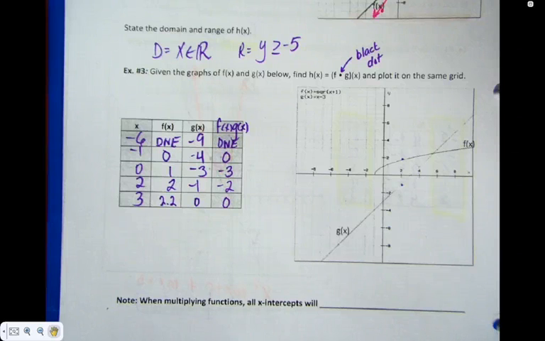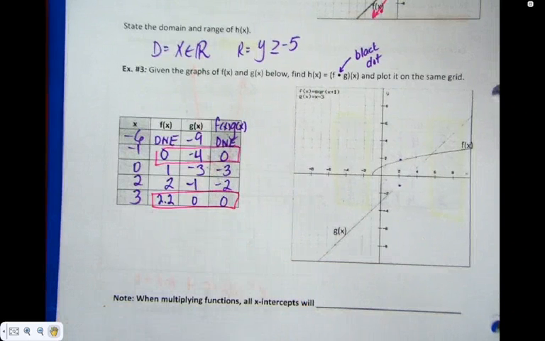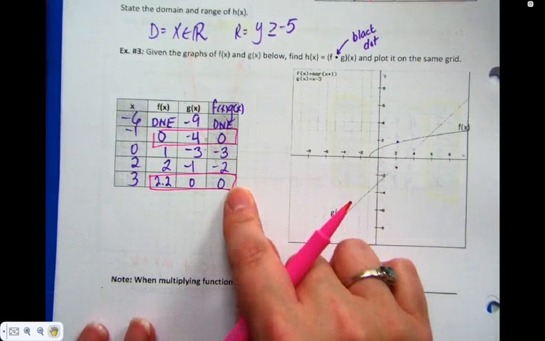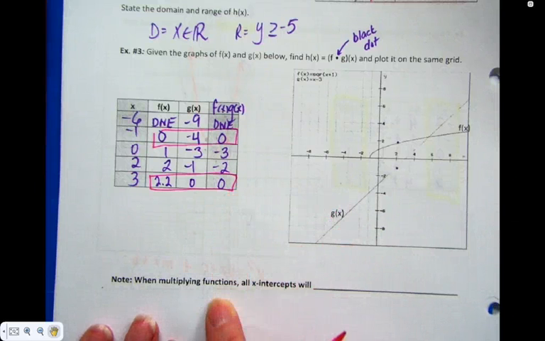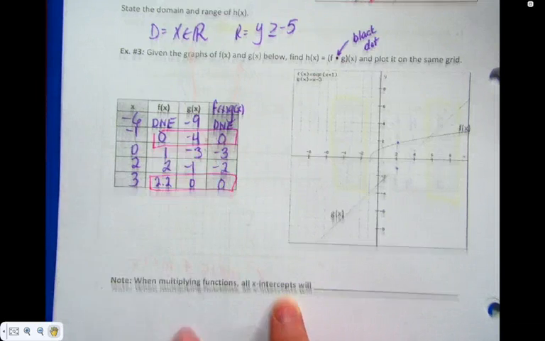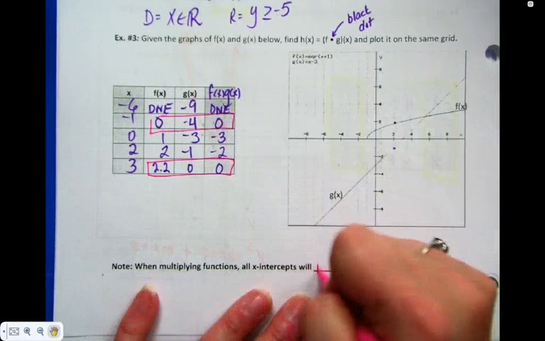And I just want to draw your attention to these here, the second point that we chose and the last point that we chose. What's special about those 2 points? There's 0, and what do we call a point where the y value is 0? They're x-intercepts. So if you look at the original, they're x-intercepts. If you look at the final, they're x-intercepts. So all x-intercepts will remain x-intercepts.